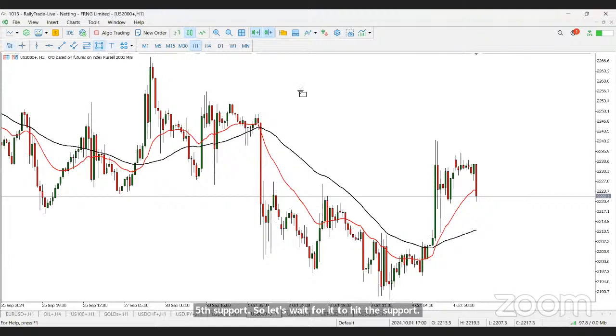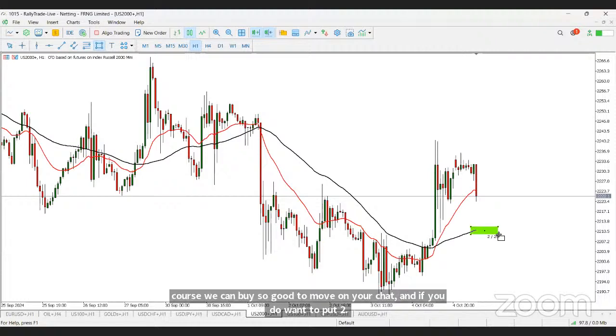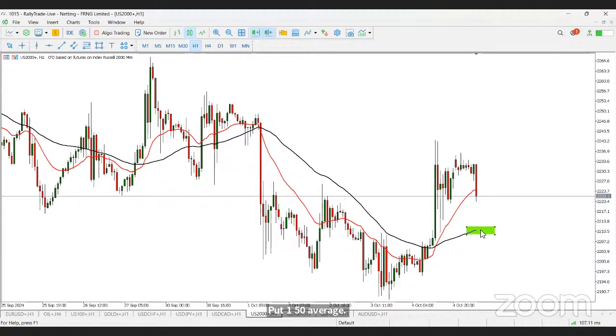So put 2 moving averages on your chart. And if you don't want to put 2, put 1 50-period moving average. Wait for the price to return to this average. And of course, you can strike a buy, right? It is good enough, right? And that's my analysis on US 2000 for the person that asked.